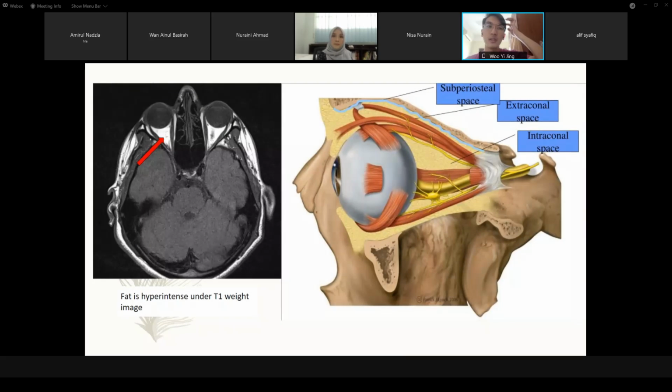If you don't suppress the fat, this diagram is just to show you why we need to suppress the fat under MRI. Because our eye is surrounded by layers of fat. So if we don't remove the fat under MRI, you cannot see the optic nerve clearly. Right, next.